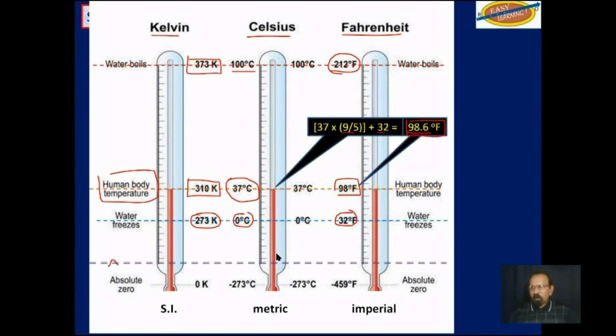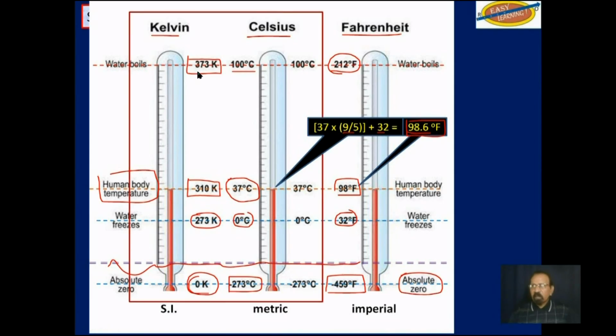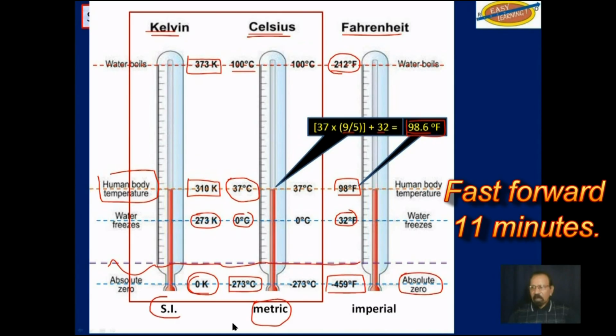And if you make a break here and come further down, we find absolute zero. The coldest temperature we can think of or ever achieve is 0 Kelvin. That is negative 273 degrees Celsius and also negative 459 degrees Fahrenheit. That temperature is known as absolute zero. So we will concentrate on Kelvin and Celsius, between the metric and the SI.